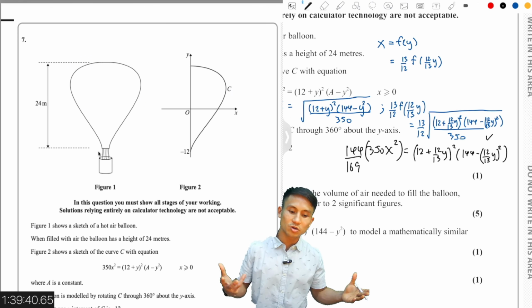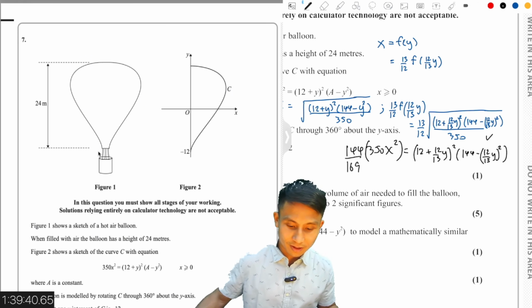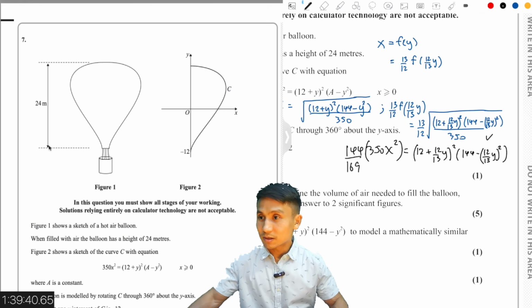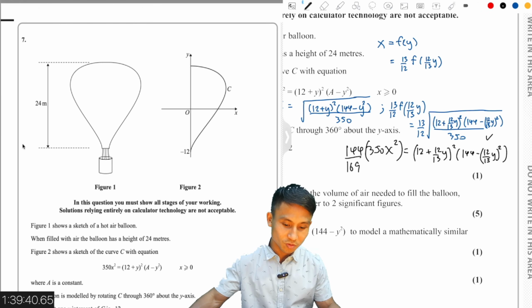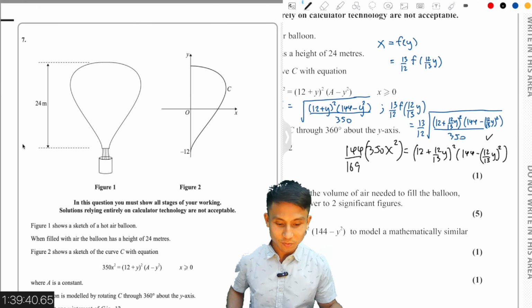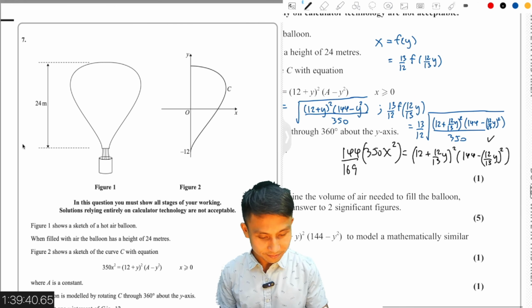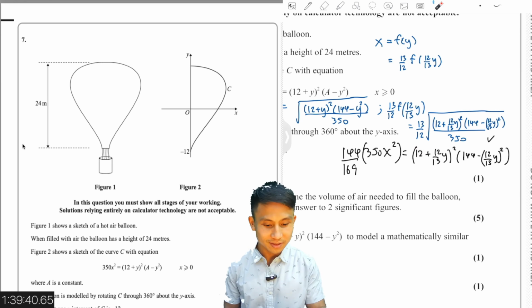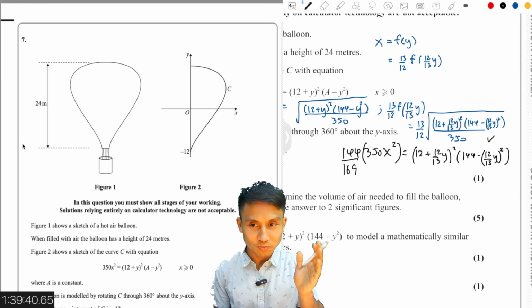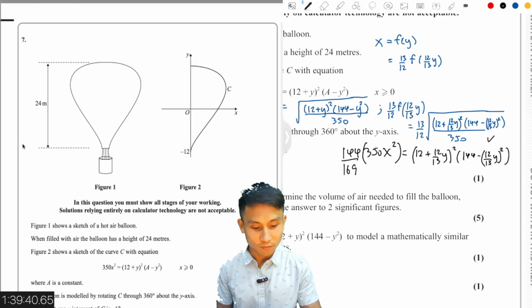I mean, we could simplify it a little further because it doesn't look simple enough. Actually, we could pull the 12 out here. So from this one, if I pull 12 out, I have two 12s because there are two brackets. So when I pull two 12s out, I get 144.